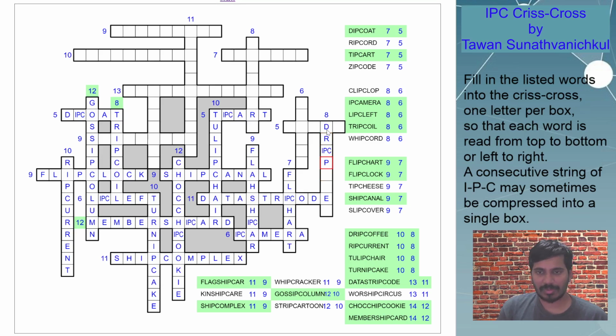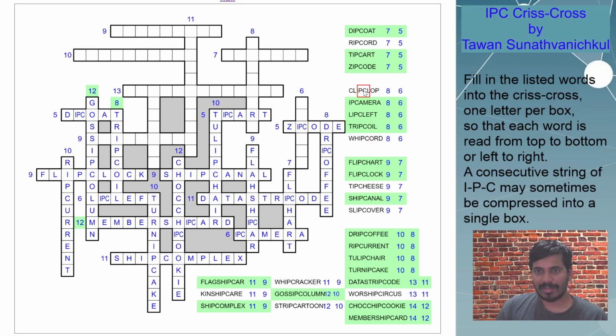No, it has to be compressed. So drip coffee. Now we have a 5-letter word with D. So the second last is D. So clearly zip code is the only option here. Zip code. Now we have a 6-letter word down with the third being IPC.